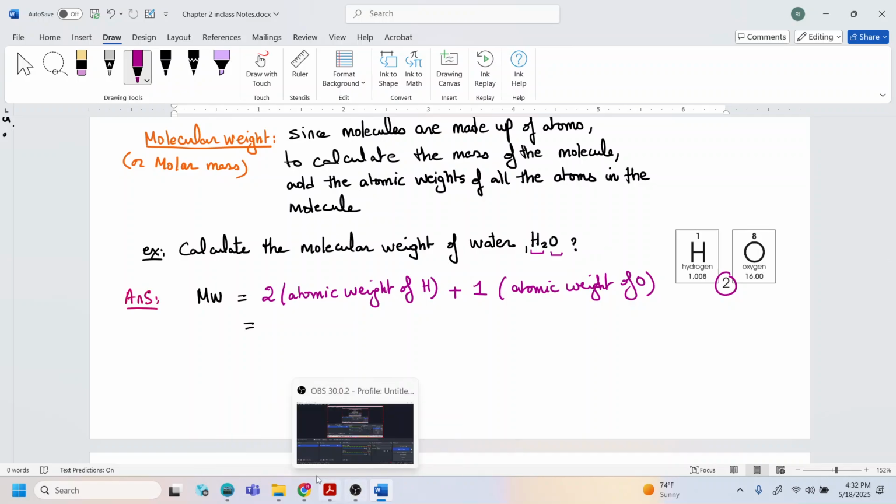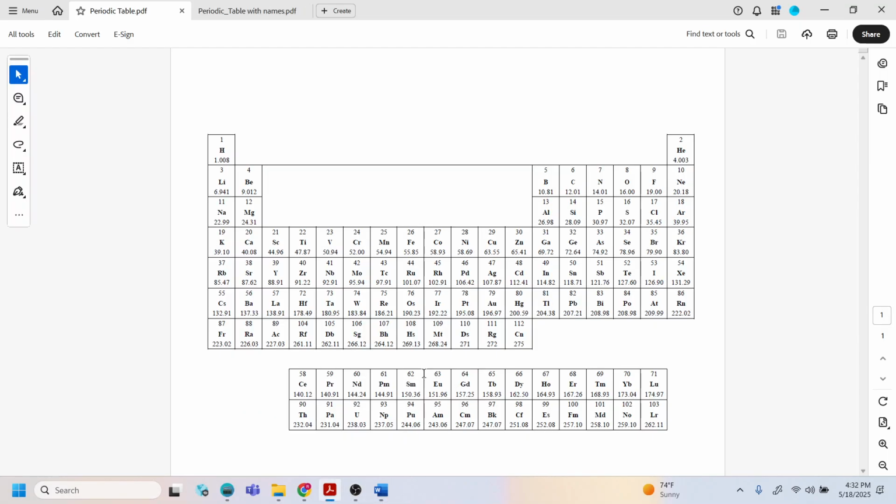You go to the periodic table. So let's pull the numbers from the periodic table. You can use any periodic table you want. You do have hydrogen. The atomic weight is 1.008. This is the atomic weight or the mass number. So you can say 1.01. You can round it up. And then the oxygen is going to be 16.00 atomic weight.